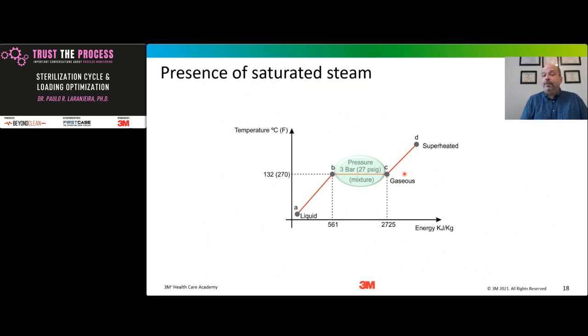You're going to have positive BIs or spore growth. The one way to measure is using biological indicators, and the biological indicators will show growth because of the superheated steam. To give you an idea, superheated steam is something related to the dry heat sterilization that we had in the past, ages ago.